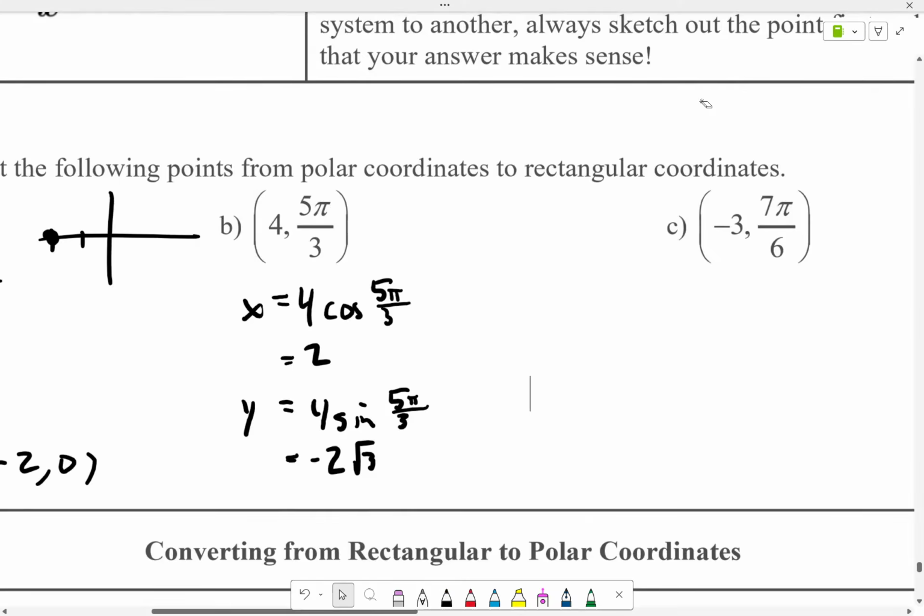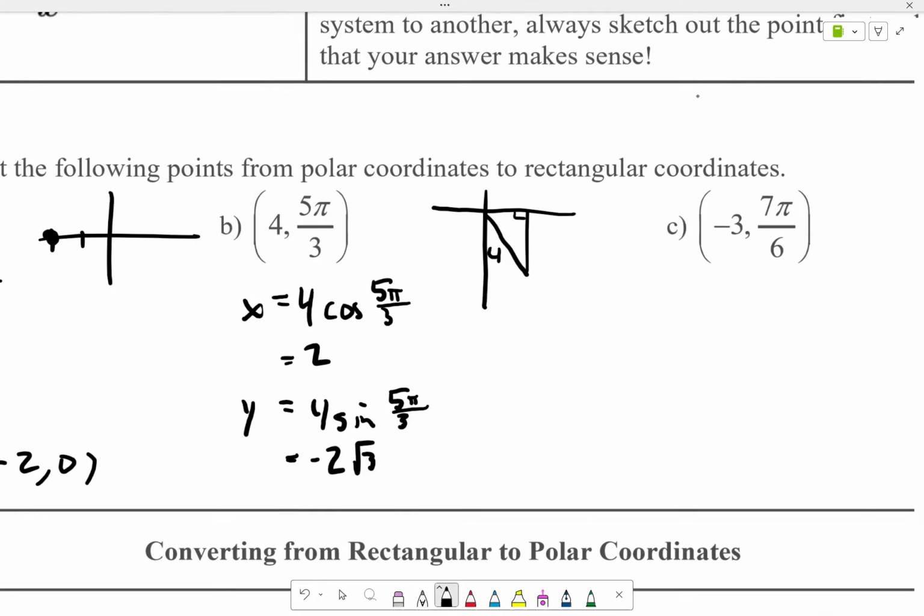Is there another way to do that problem? Let's graph it. I want to check this out. 5 pi over 3 means we are right here, right? And then 4 means it's right here. Is there a way to get that x and y value without those equations? Hey, is this a 3, 4, 5? No. Is it a 30-60-90?